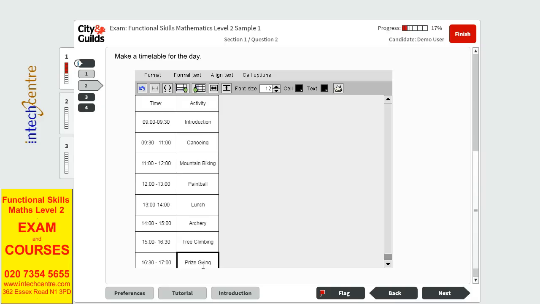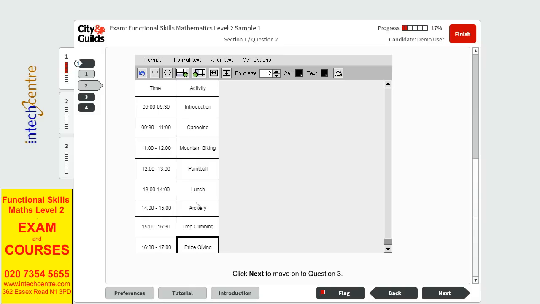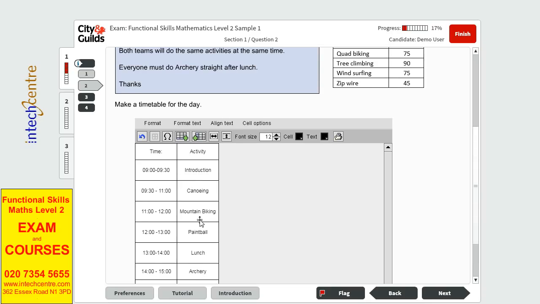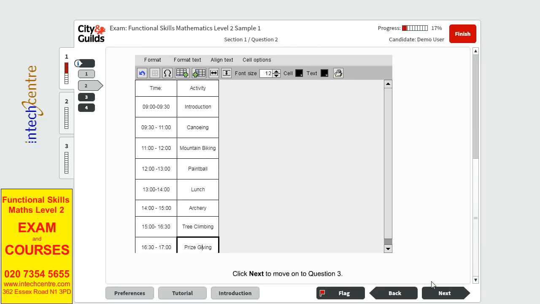You can pick other activities as well. They don't have to be exactly these ones. If you have gaps within your timetable, that's fine as well, as long as you make sure you have the introduction, you have lunch, you have archery straight after, and that you have time for prize giving for the last half hour. So this is done as well.